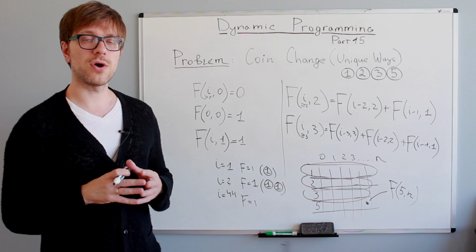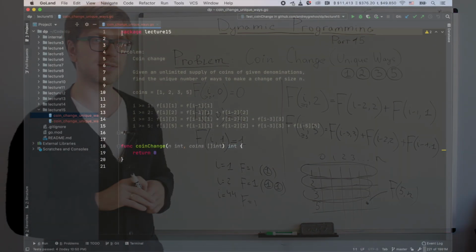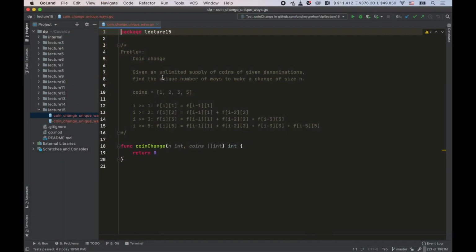Let's take a look at the code and see if it makes sense. All right, guys, so here is the problem. Given an unlimited supply of coins of given denominations, find the unique number of ways to make a change of size n. The denominations that we are given are 1, 2, 3, and 5.